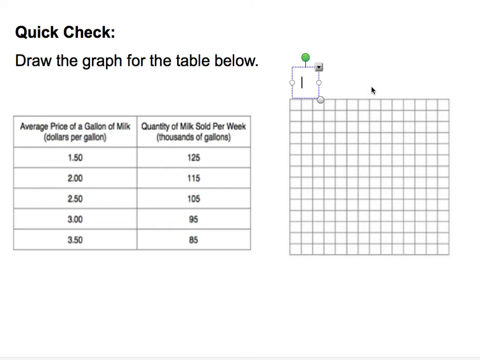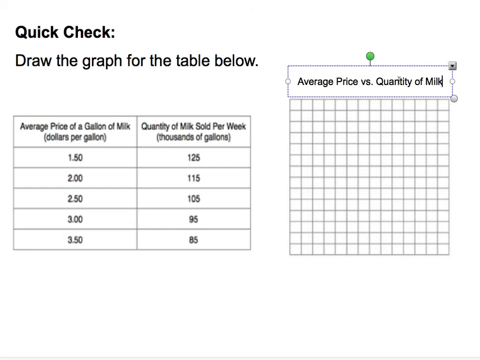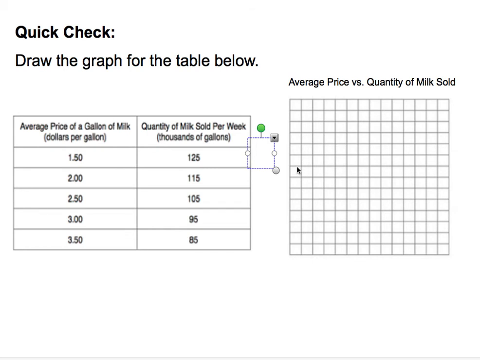So the graph is going to explain average price versus quantity of milk sold, because the more you sell, you can decrease the cost a little bit. Or the higher the price, the less you're going to sell. Either one.